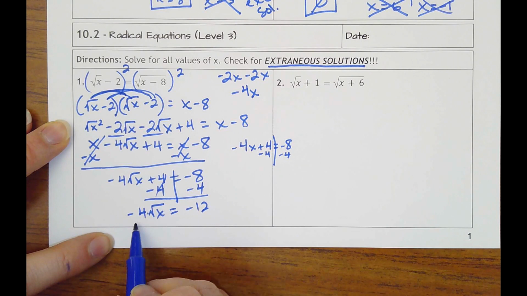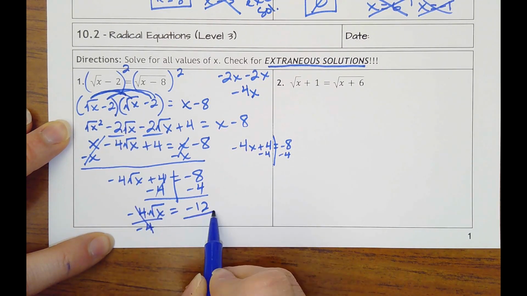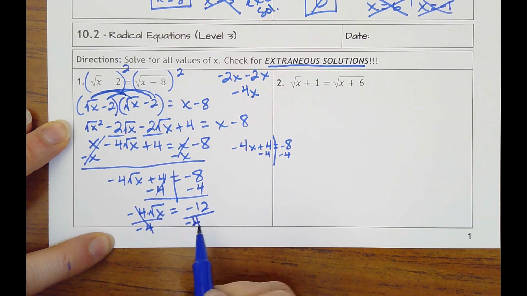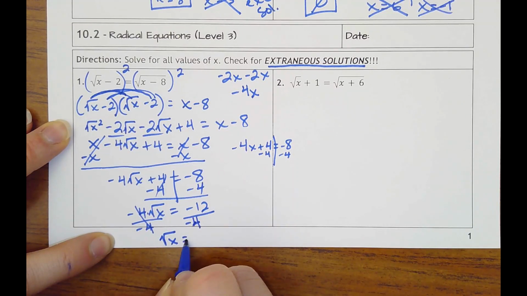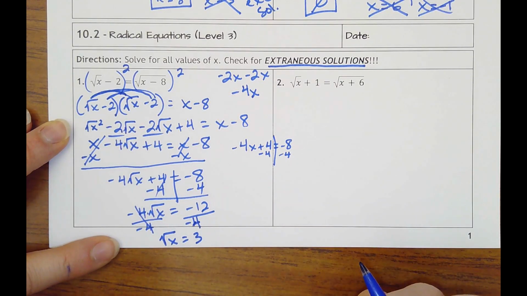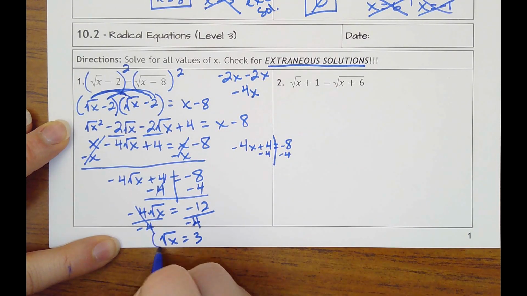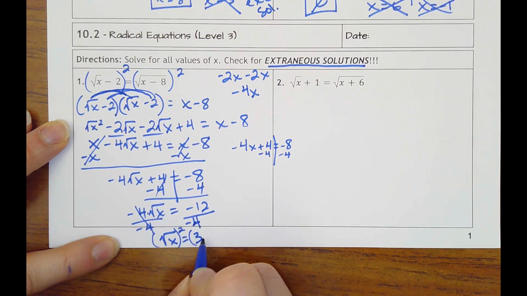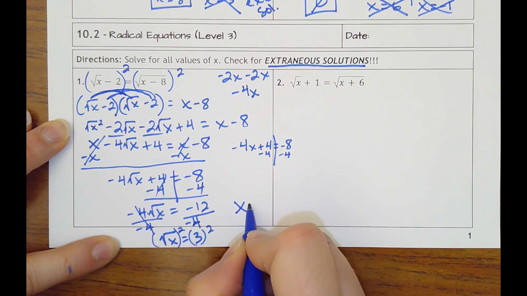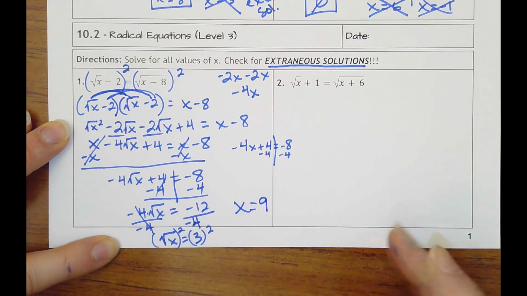Now this is times, so I'm going to divide away the negative 4. So then the square root of x needs to equal 3. And then to make x not be square rooted, I'm going to square both sides. That cancels to leave me with x equals 3 squared is 9.